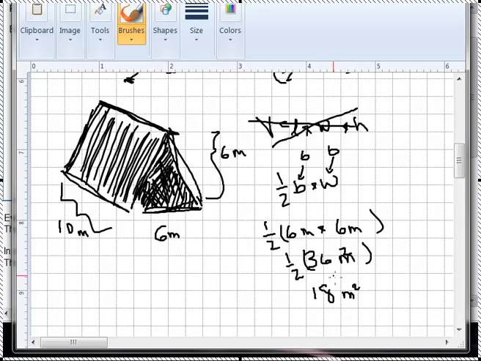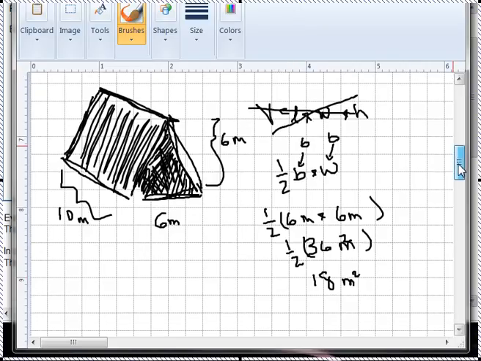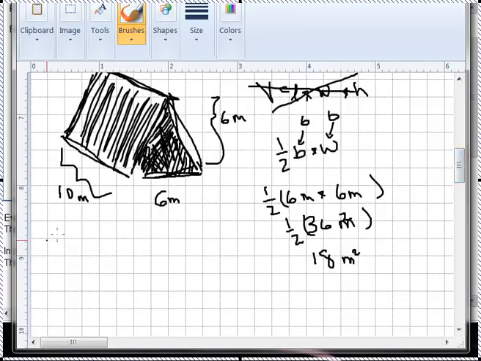Now, what do I do to the 18 in order to get the volume at this point? What are your thoughts? Come on, I got 20 seconds left. Multiply it by 10. Very good. So you took the area and then you multiplied that by 10 meters. That gives you 180. And since there's a meter squared here, multiplied by a meter over here, you're going to get meters cubed. Hence, a volume. Thank you very much.